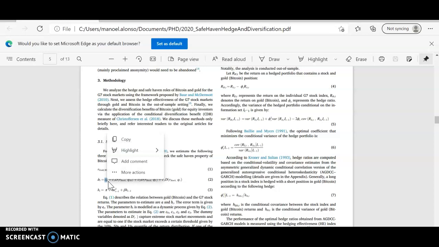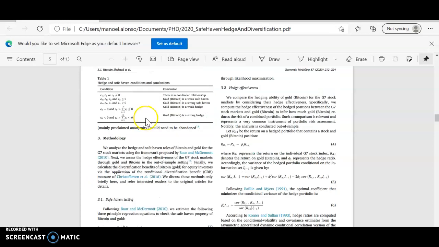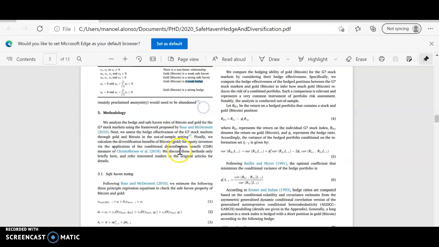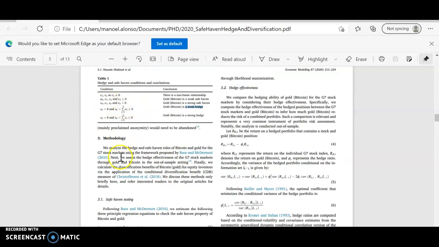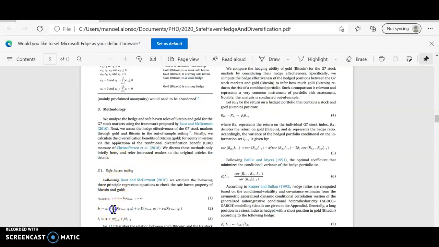Let's suppose we're talking about the S&P 500. If it's greater than 0, that means Bitcoin can be a diversifier. Otherwise, it can be a weak safe haven or a weak hedge. And it gives another criteria depending on this dummy variable here.